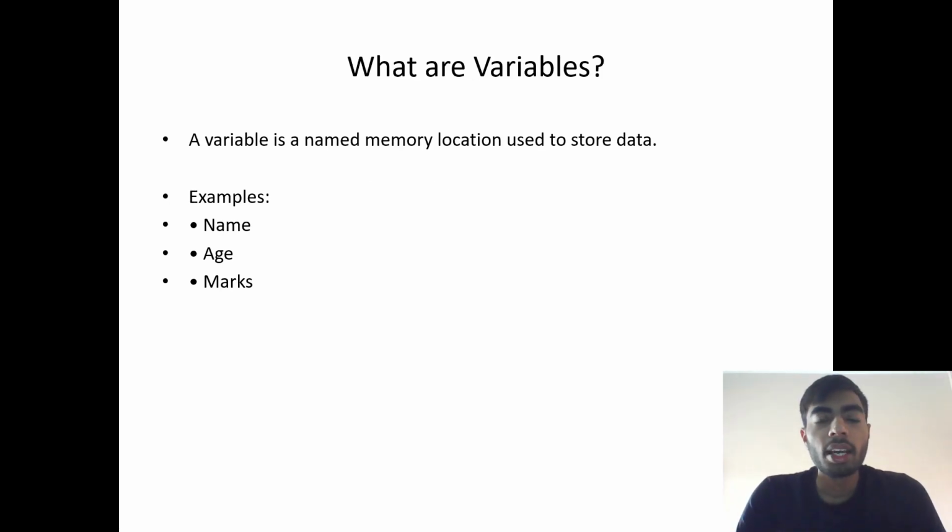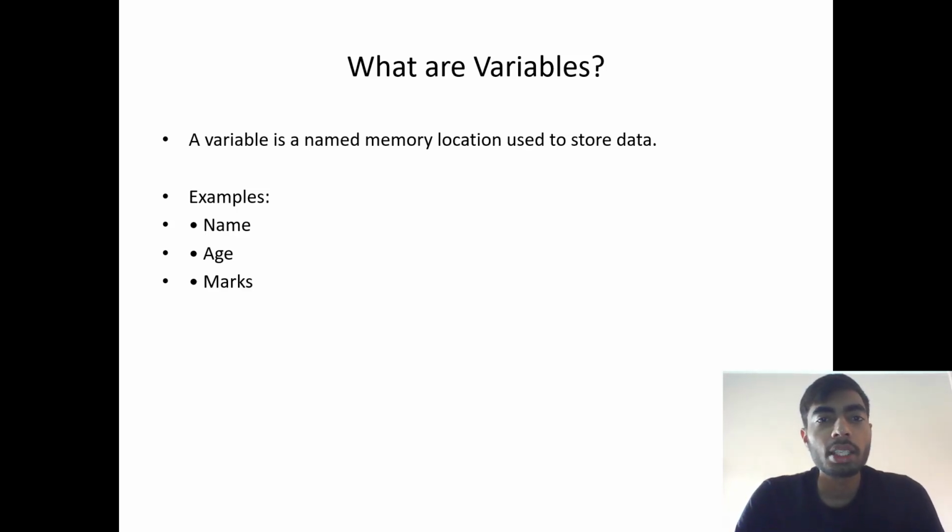Let's begin by understanding what a variable is. A variable is simply a named location in the computer's memory that is used to store data. Think of a variable as a container or a box. Just like you can keep books, clothes, or other items inside a box, a variable stores information such as a person's name, age, marks, salary, or any other value.